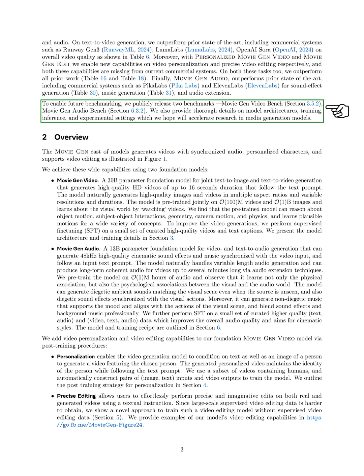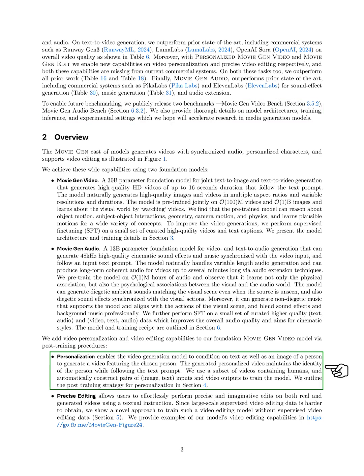In summary, MovieGen models can generate videos with synchronized audio, personalized characters, and support video editing. We achieve these capabilities through 2 foundational models: MovieGen Video, which generates high-quality HD videos based on text prompts, and MovieGen Audio, which produces high-quality audio synchronized with video. Both models are pre-trained on extensive datasets, allowing them to understand complex visual and audio relationships. We enhance MovieGen Video with personalization and editing features, enabling users to create videos that reflect specific individuals and to perform precise edits using text instructions.